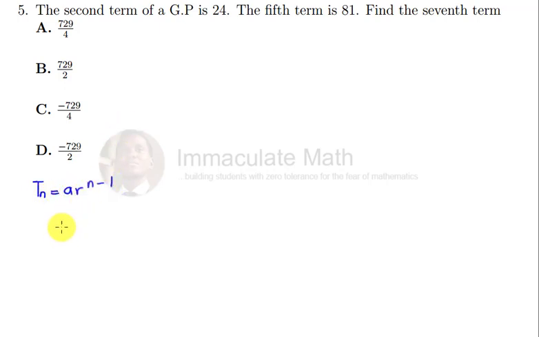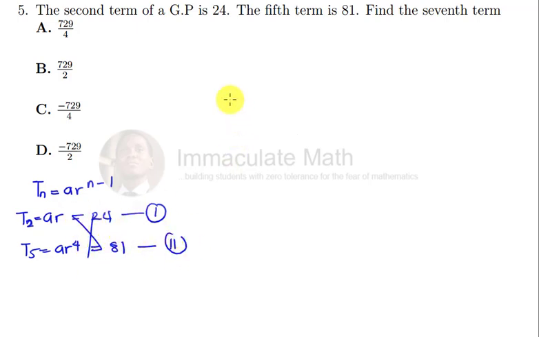So they said the second term is 24. That means our t2 is ar, which is 24. So let's call that our first equation. And they said the fifth term is 81. That means our t5 is ar^4. If you replace your n with 5 here, we are going to have n minus 1, which is 5 minus 1, which gives us 4, equals 81. So let's call that equation 2.